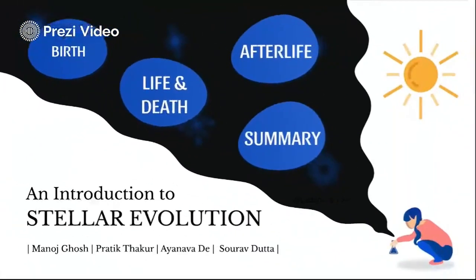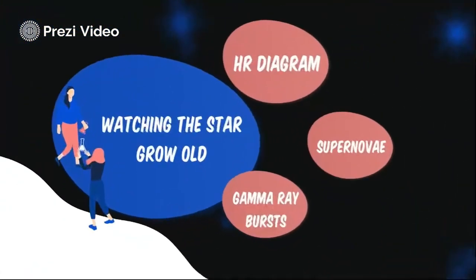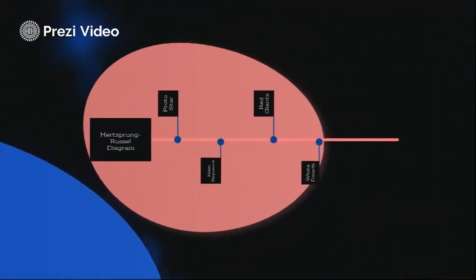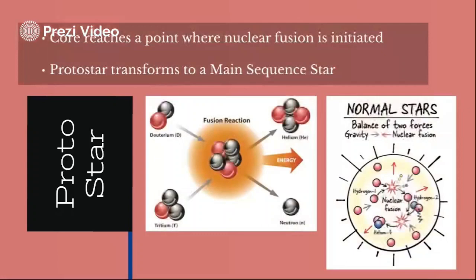We'll now start following what happens after the protostar phase. As the core continues to collapse, it eventually reaches a point where nuclear fusion is initiated, transforming the protostar into a main sequence star. Main sequence stars are crucial to the universe as they provide the light and heat that makes life possible on many planets that orbit them.